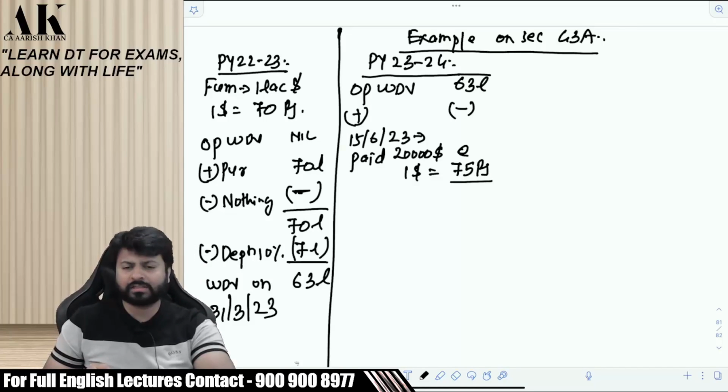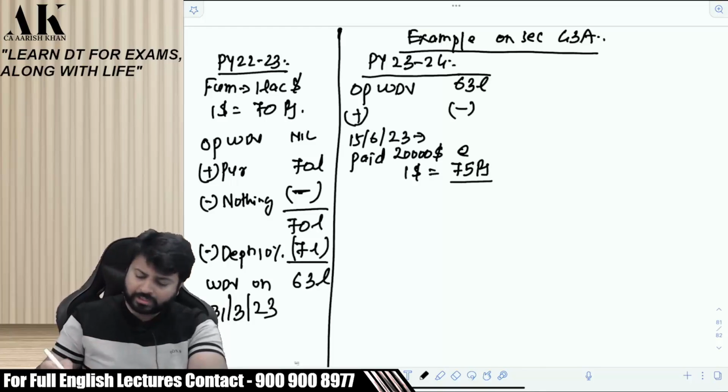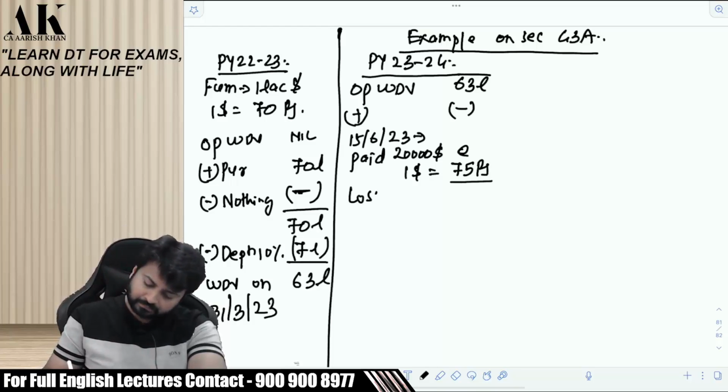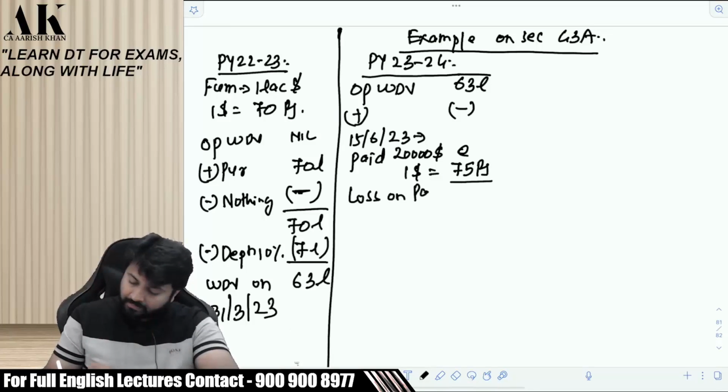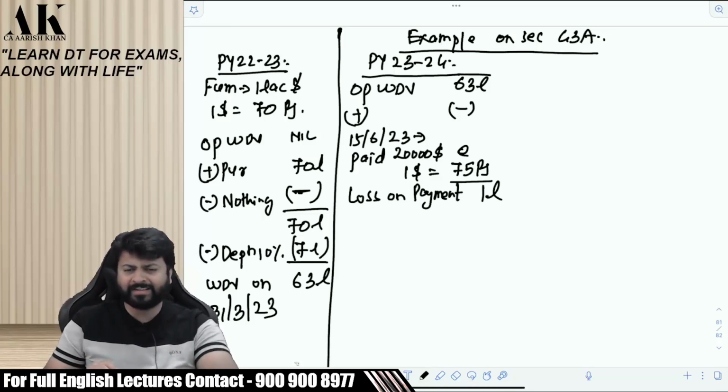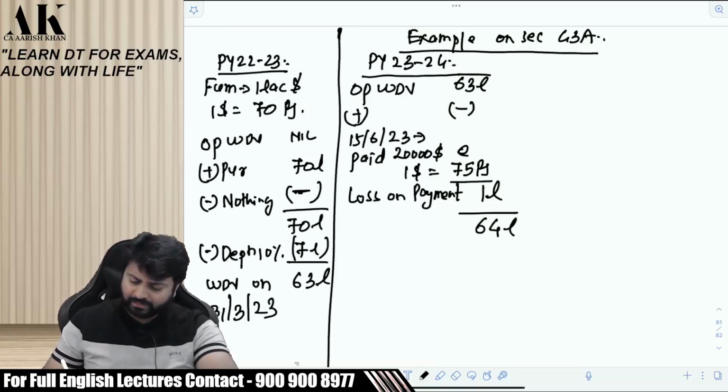So is there an extra cost for me? Is there a loss or is there a profit? Is this a loss for me or profit? Loss. How much loss is there? Loss on payment. How much loss on payment? 1 lakh? 20,000 into 5, right? So this will come to 64 lakhs, right?